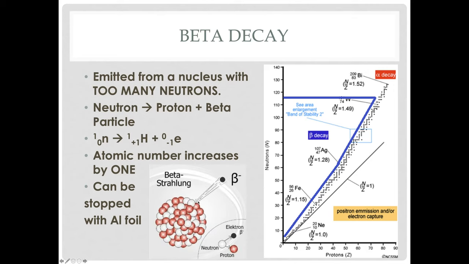So here is a beta particle. You can see the neutron turns into a proton when it burps out the beta particle. Now, notice I said vomits out with alpha and burps out with beta. Actually, beta isn't really a burp. It's more of a verp.